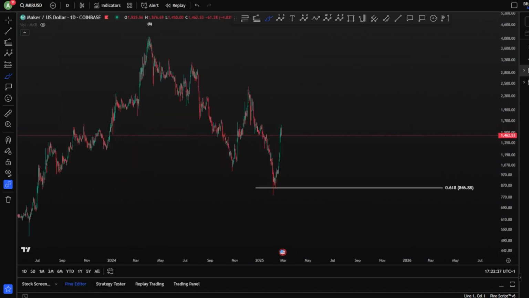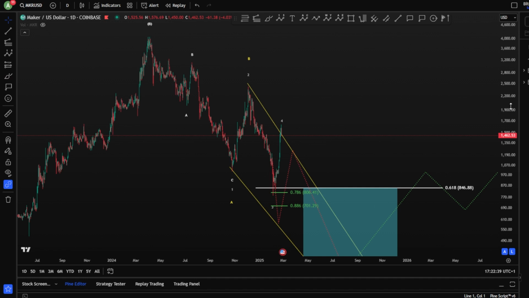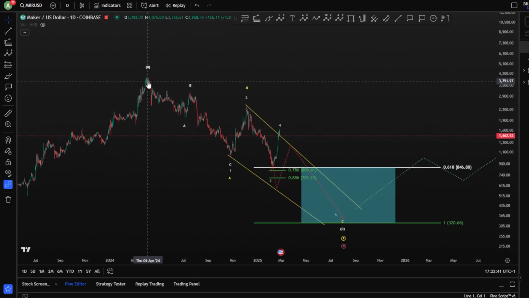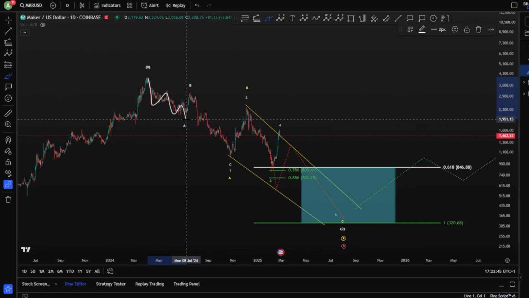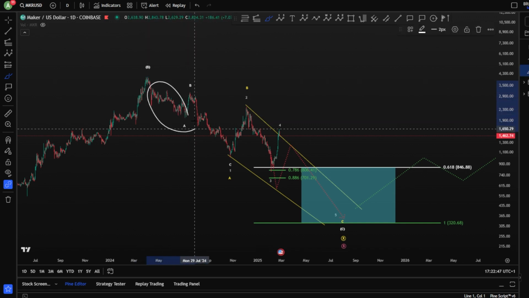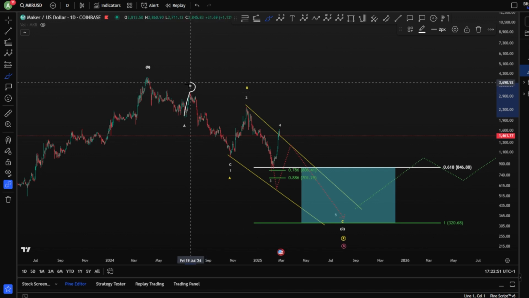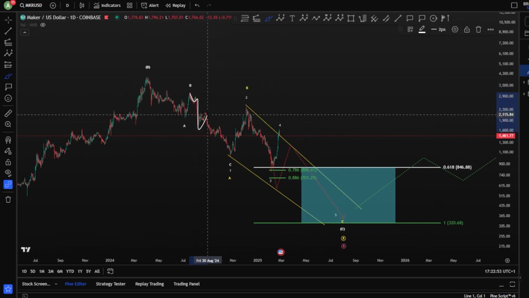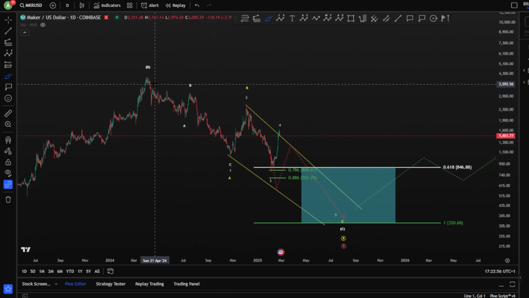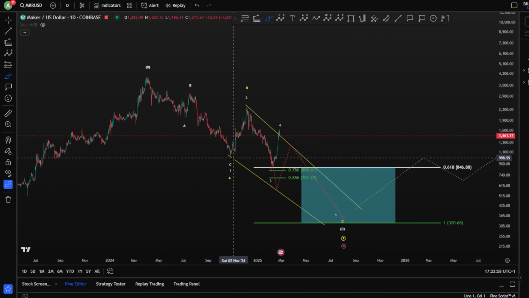So for Maker, we are looking at this ending diagonal. ABC as an impulse, 1, 2, 3, 4, 5. It looks like a leading diagonal here for a wave A. A very rare scenario in a zigzag, but still. It can be. Of course, we have a wave B, and then we have 1, 2, 3, 4, and a 5, finishing a wave C for a wave A in a zigzag.